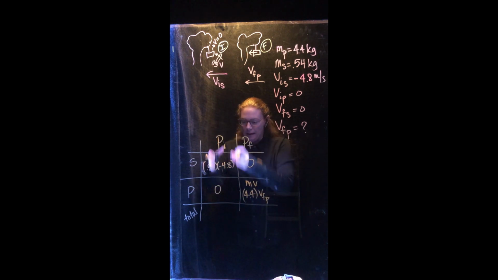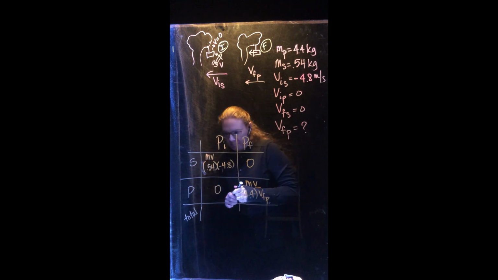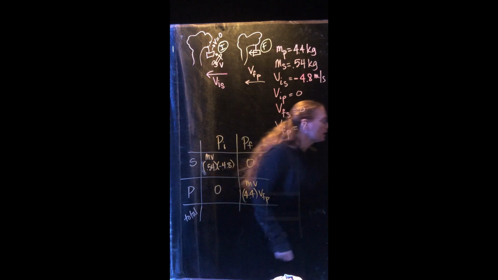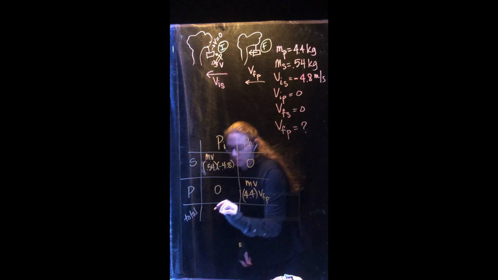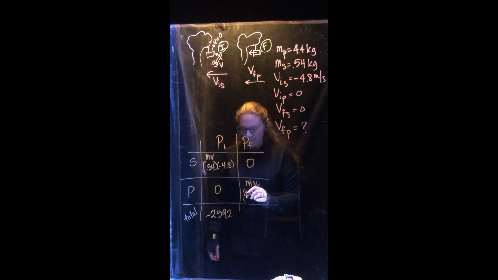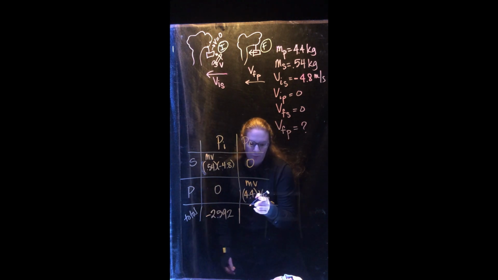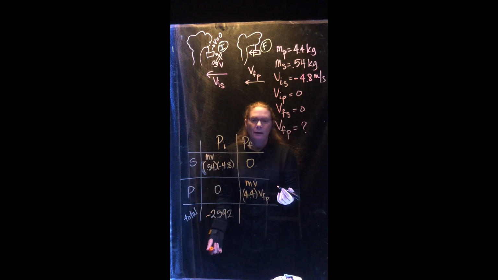Okay, so first step is you fill in whatever you know of the boxes here. And now we're going to add them up. So what is the total initial momentum? Add everything up. It's going to be whatever this is. And what's that number? Negative 2.592. And this we have 4.4 v final P. I can't add that. There's no number yet.